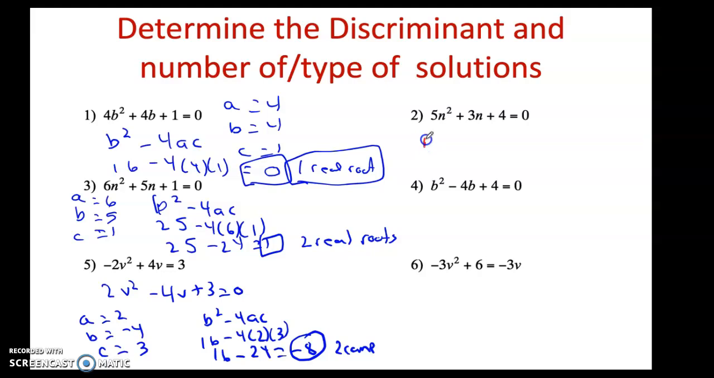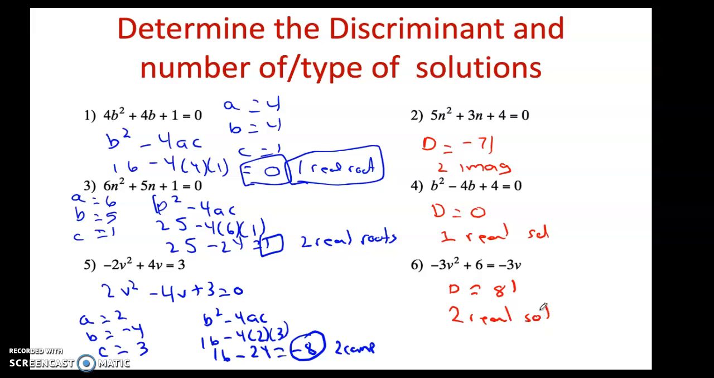Okay, so the discriminant here is negative 71, which means two imaginary. The discriminant here is 0, which means one real solution. And the discriminant here is 81, which means two real solutions. Okay, so you're finding the discriminant and the type and number of solutions for this.